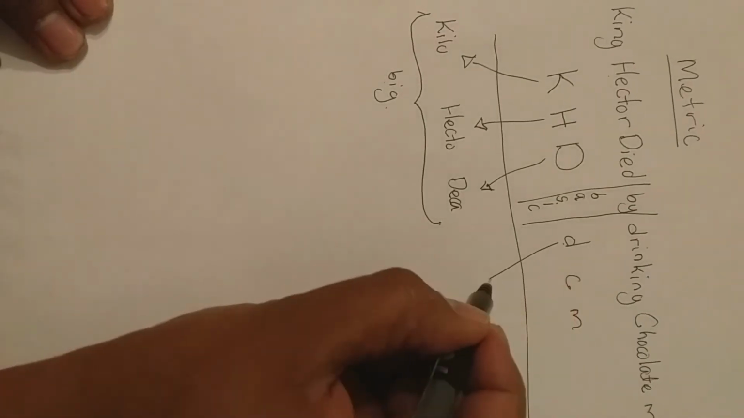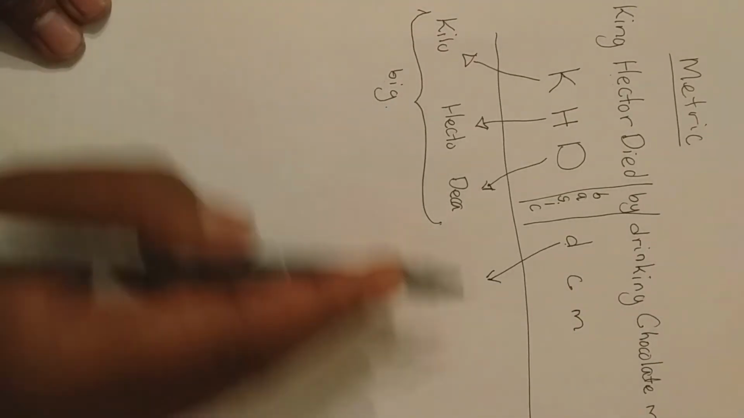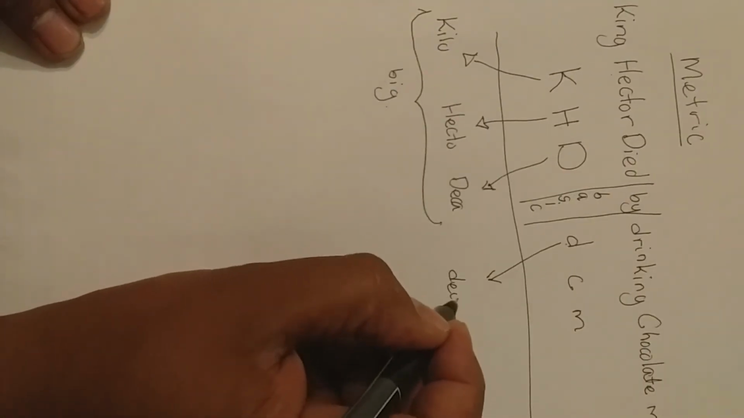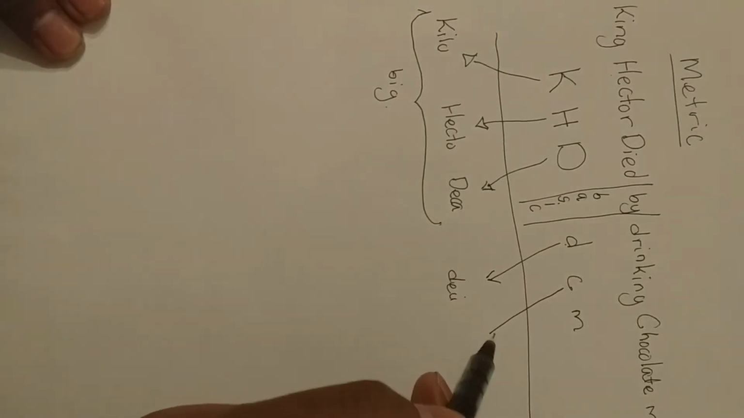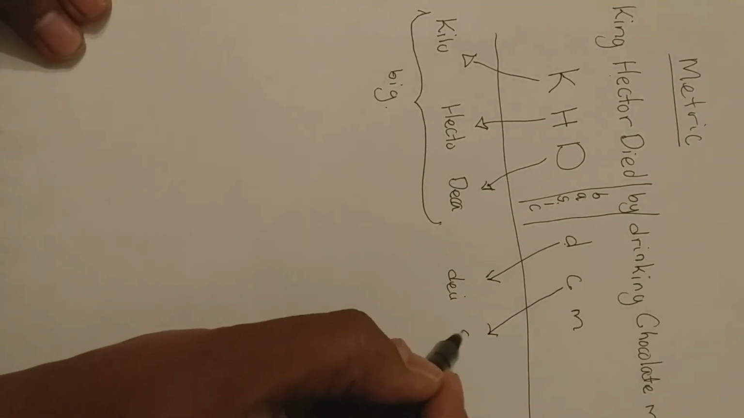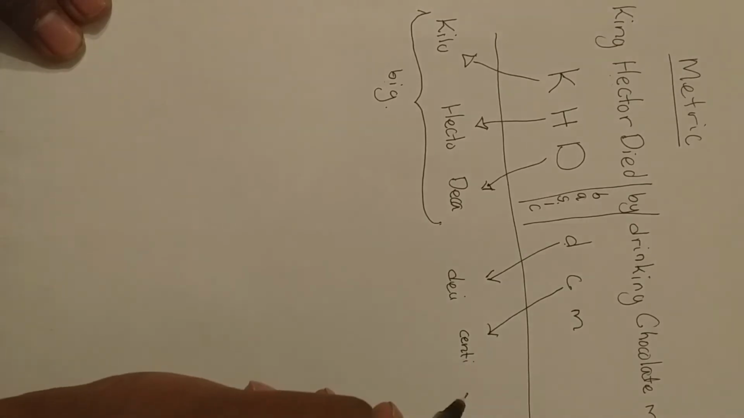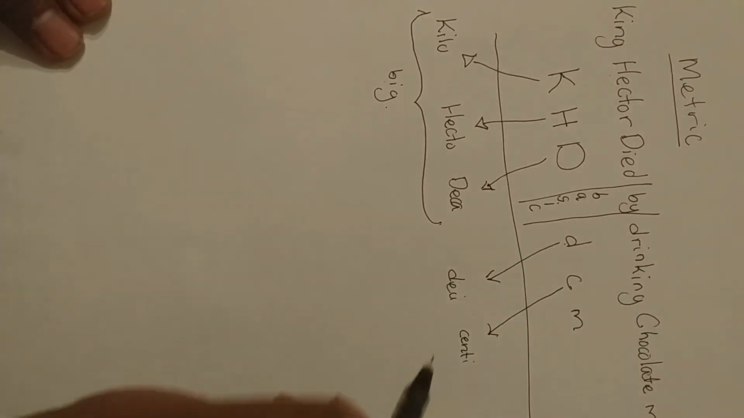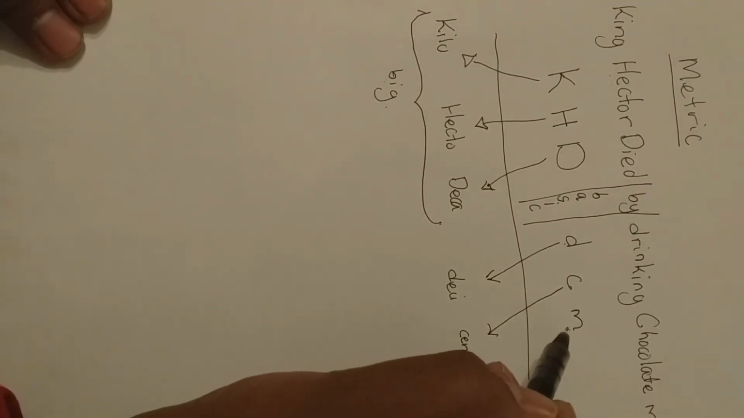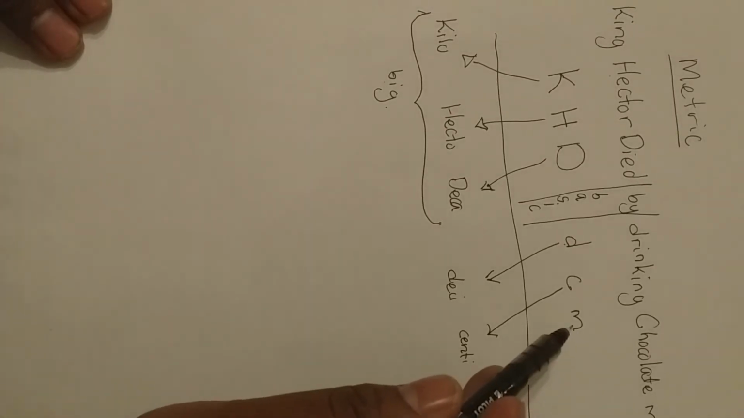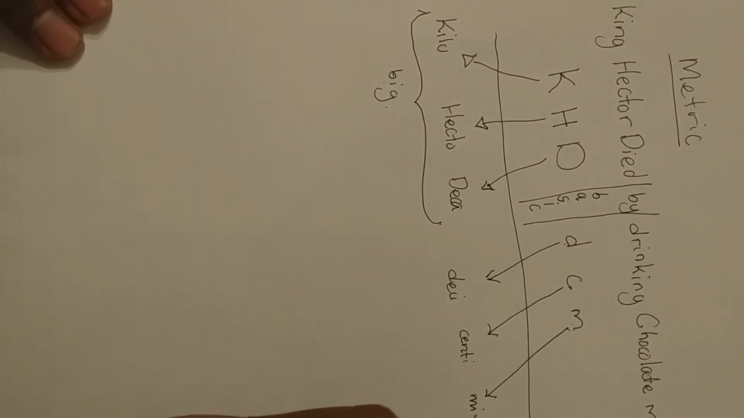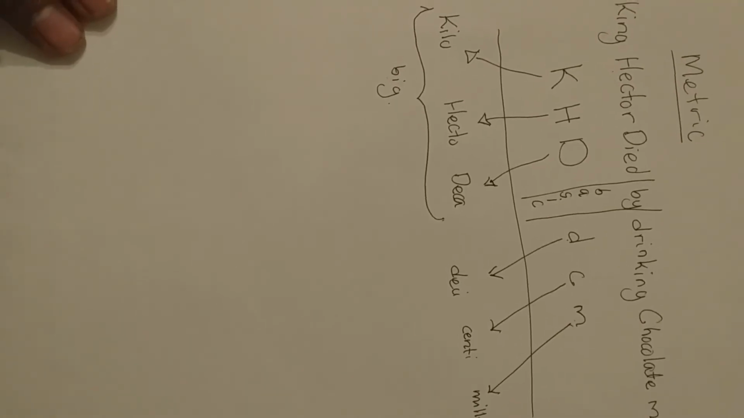The D on the right stands for deci, so we can say decimeters or decigrams. C stands for centi, which you are very familiar with: centimeters, centigrams, and so on, or centiliters if we are talking about volume. And the M stands for milli, as in millimeters, milliliters, or milligrams, and so on.